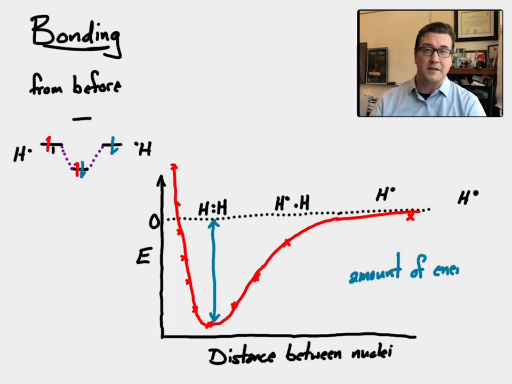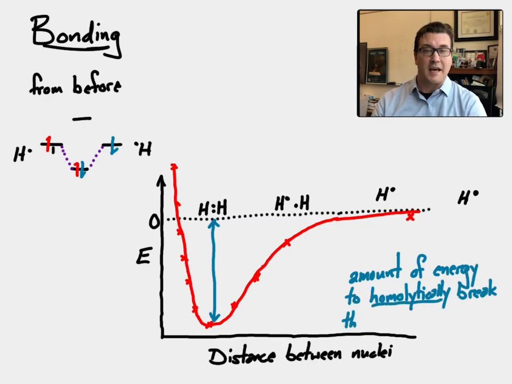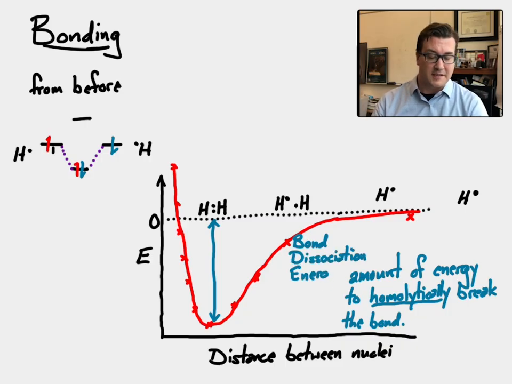Now, there are two real key pieces of information that you can get out of these types of diagrams. This diagram is also called a Morse potential. So the first is that you can find out the bond dissociation energy. That is the amount of energy it takes to get the two hydrogen atoms, in this case, to completely dissociate back to H dot and H dot. And that's found by measuring the distance from this zero line down to near the bottom of this well.